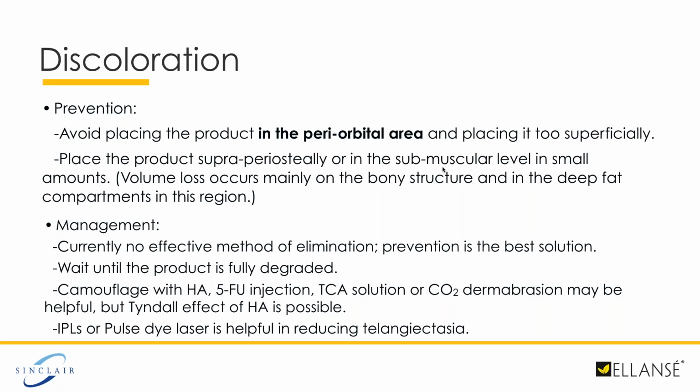For Ellanse, avoid placing the product in the periorbital area and placing it too superficially. In the malar area, it is always better to place the product supraperiosteally or at the submuscular level in small amounts. As a matter of fact, in the aging process, volume loss occurs mainly on the bony structure and in the deep fat compartments in this region, and it makes better sense to restore the volume accordingly.